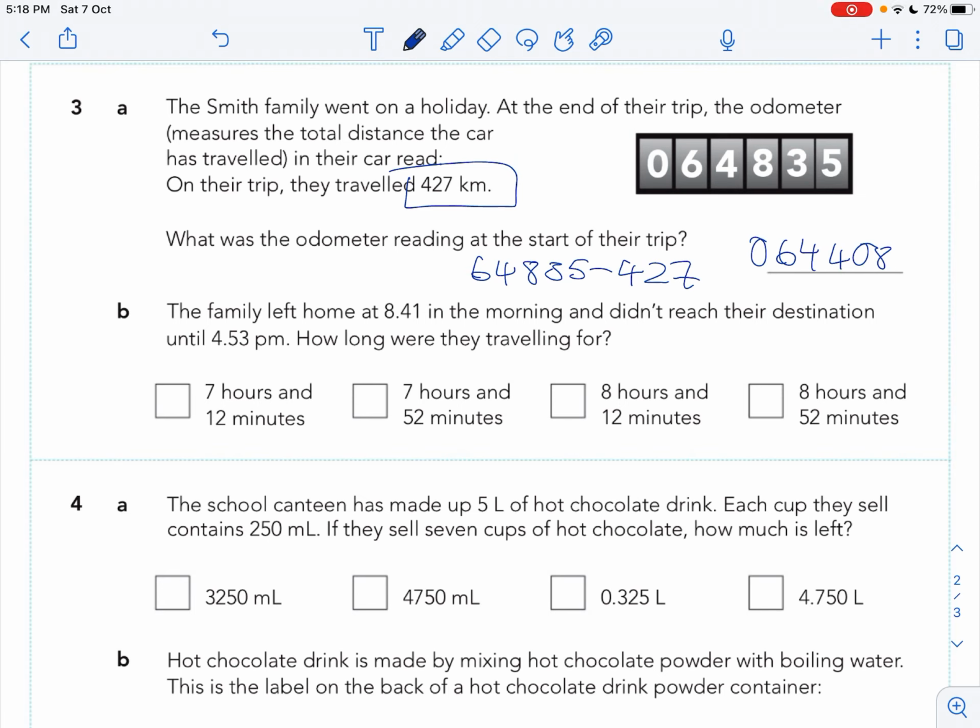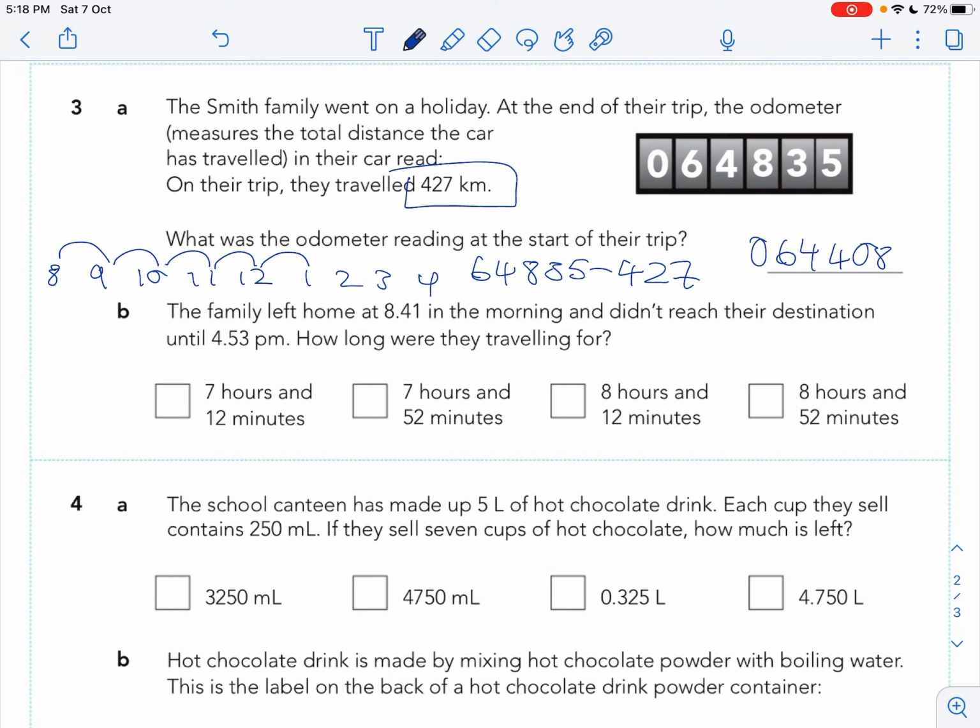Right, the family left home at 8:41 in the morning and didn't reach their destination till 4:53 p.m. How long were they travelling for? Okay, so the best way to do this is a number line. So we've got 8, 9, 10, 11, 12, and then 1, 2, 3, 4.